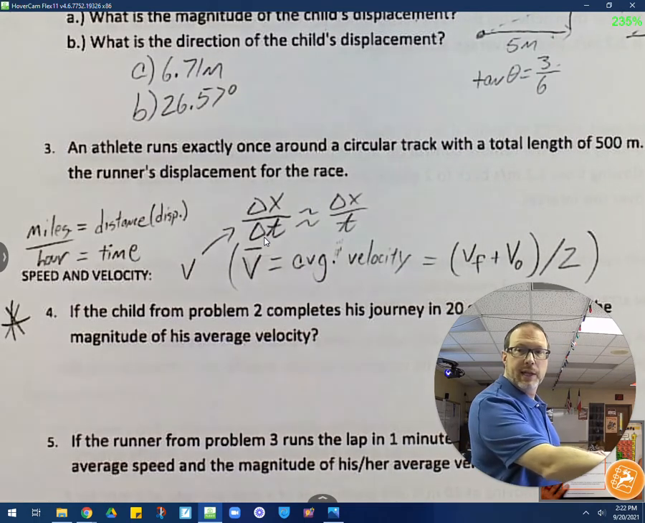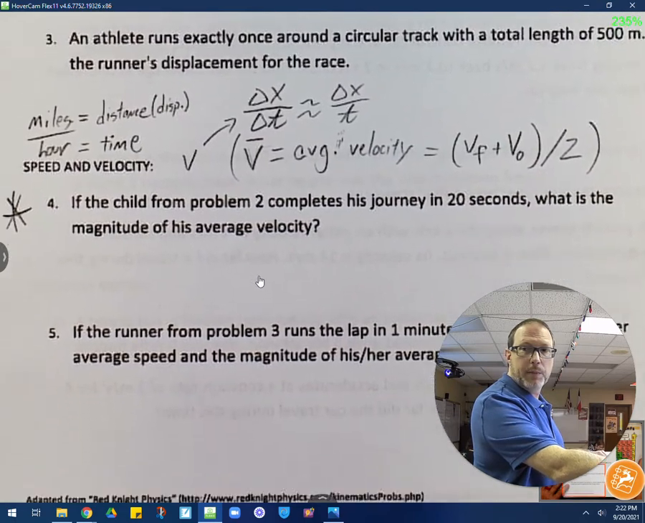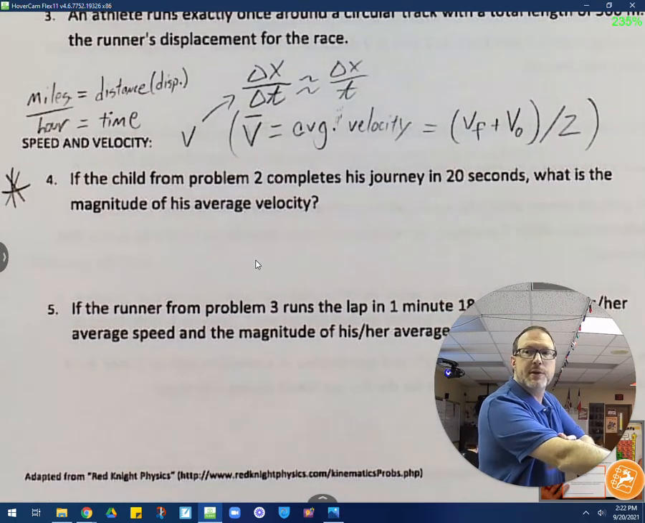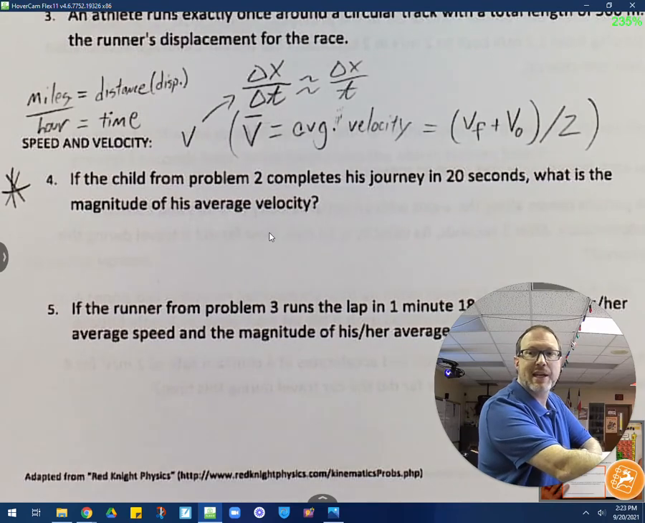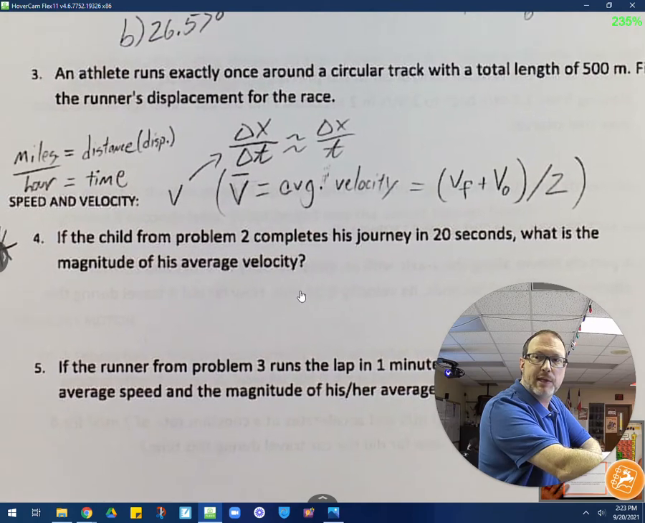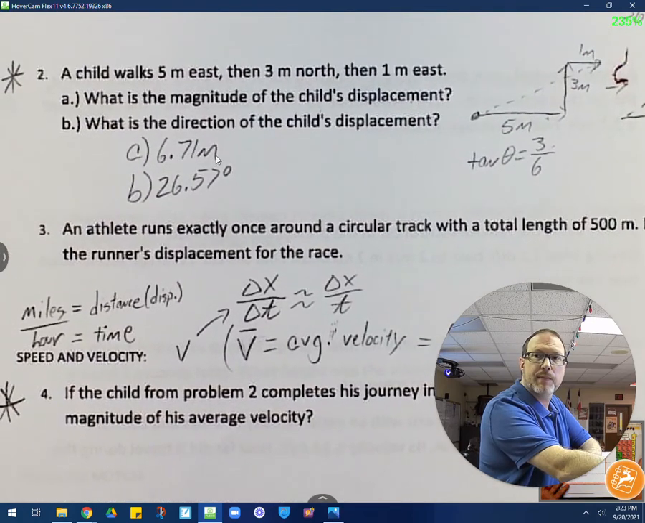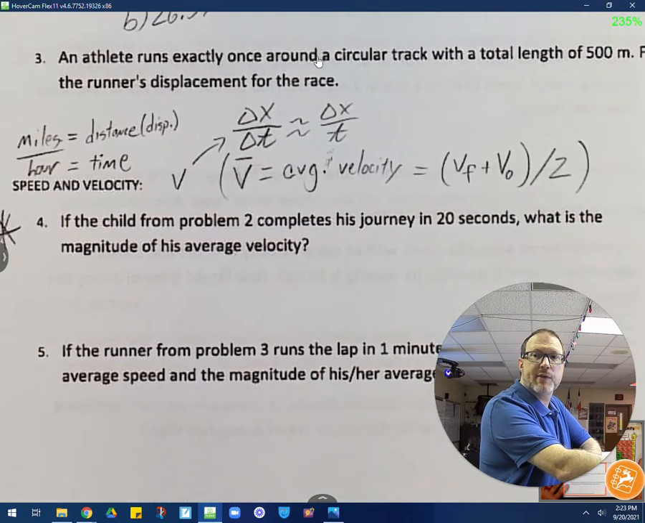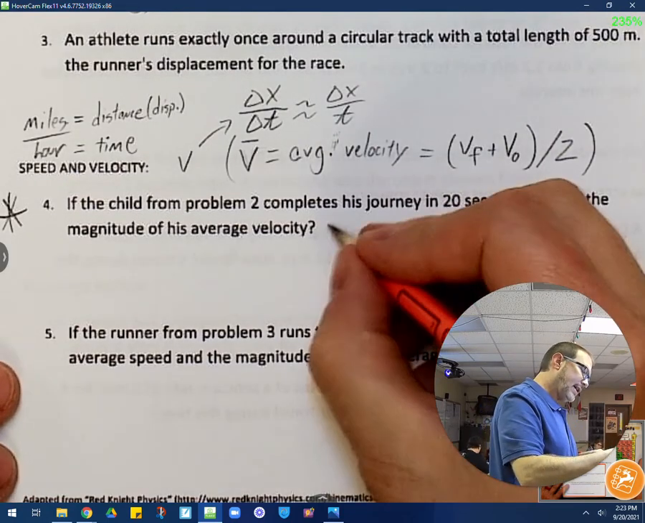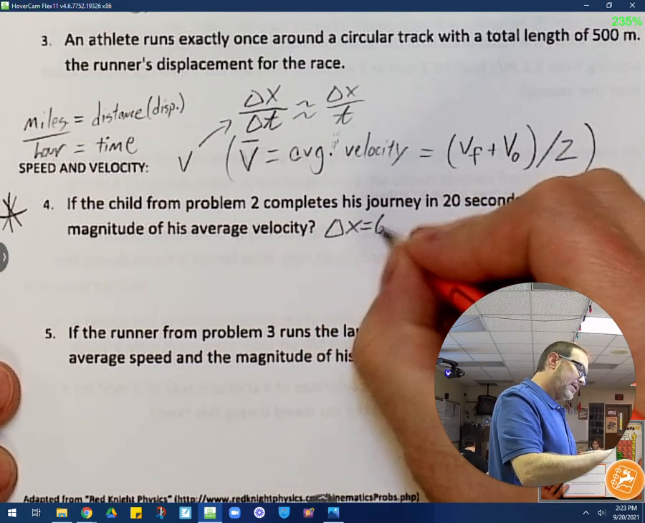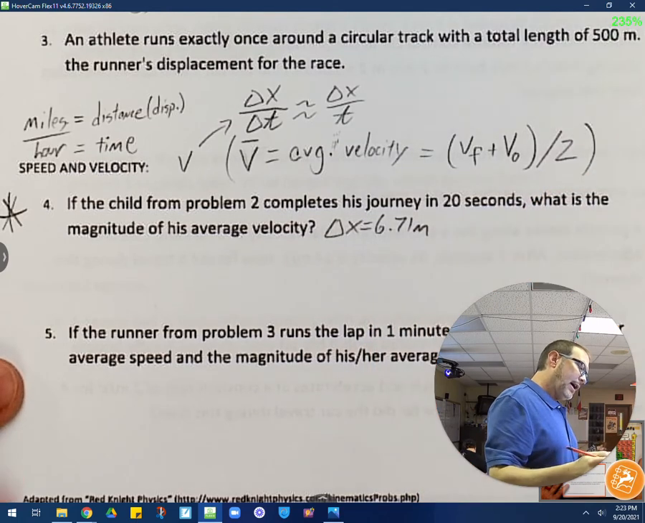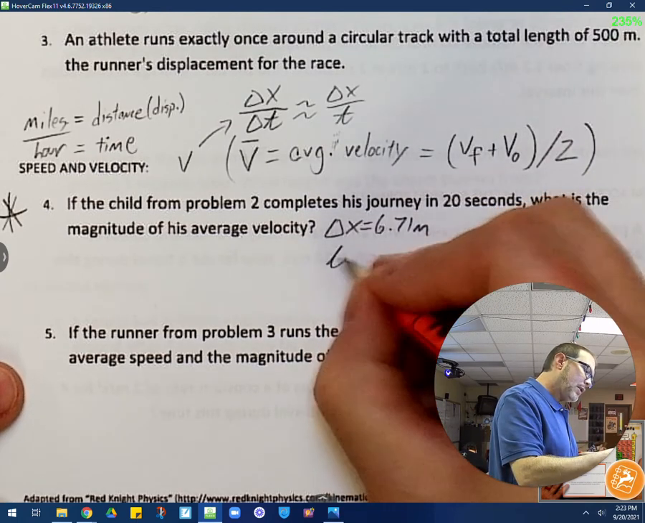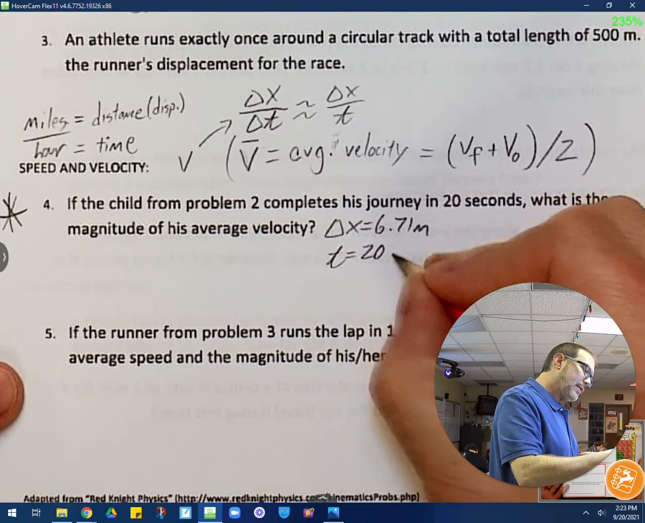Anyway, let's look at problem number 4 here. If the child from problem 2 completes his journey in 20 seconds, what's the magnitude of his average velocity? Let's look at this kid up here and see what we know about him. We know his total displacement is 6.71 meters, so delta x equals 6.71 meters. We can say his time is 20 seconds.